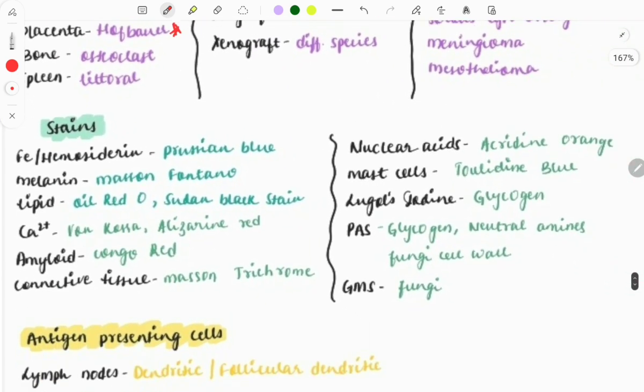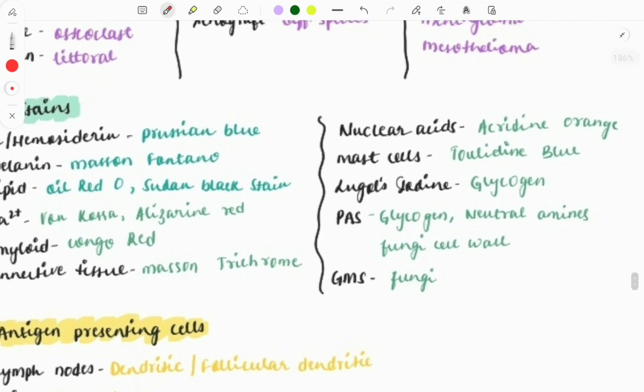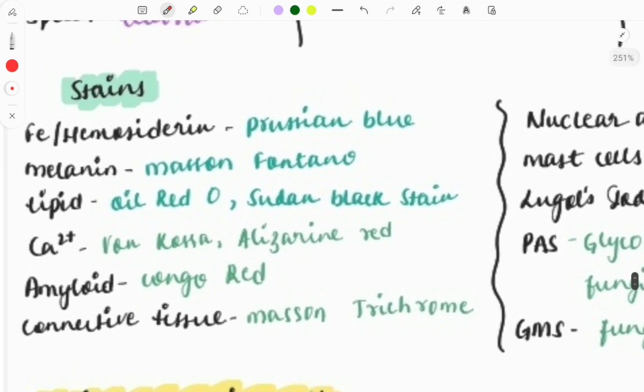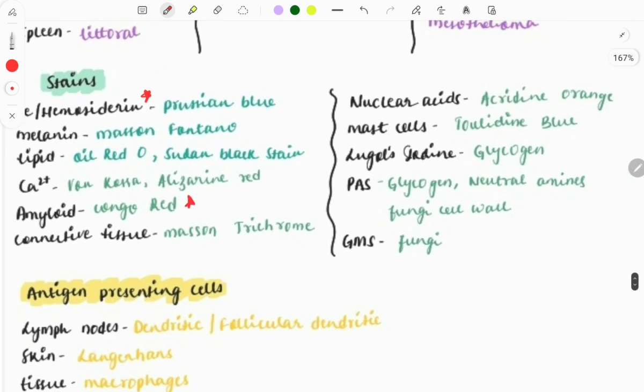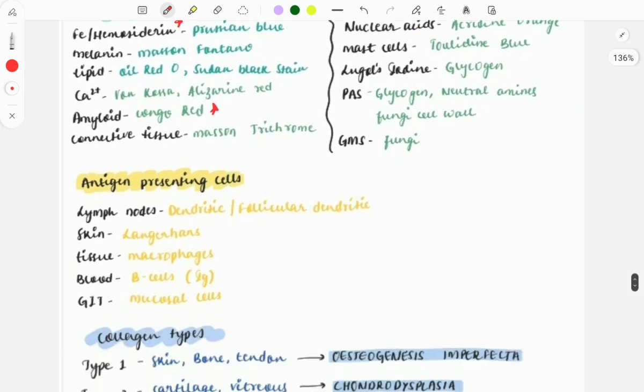Then these are the various stains used in pathology, and this is the list. So which stain is used for what? Like for iron or hemosiderin we will be using Prussian blue. Then for melanin we will be using Masson-Fontana. For lipid, Oil Red O, Sudan black, and all those things. Okay, so this Congo red is important because this was asked in the exam. So yeah, these stains are important and you need to mug up this.